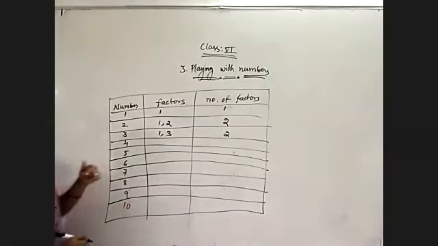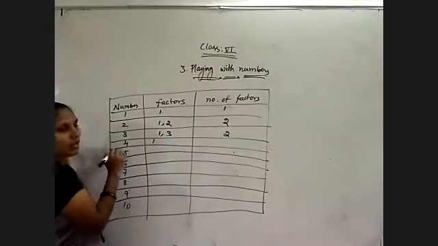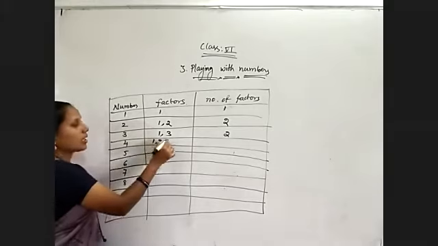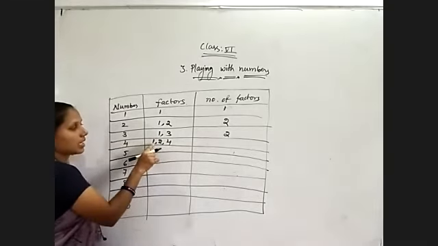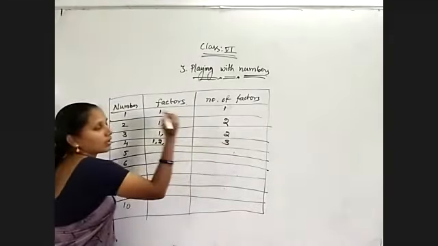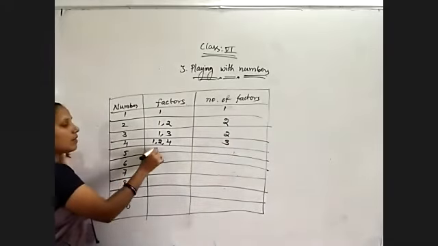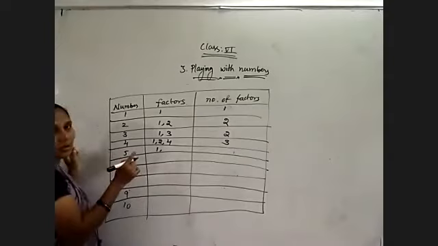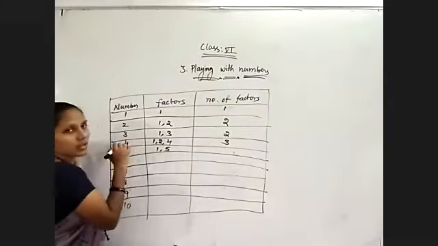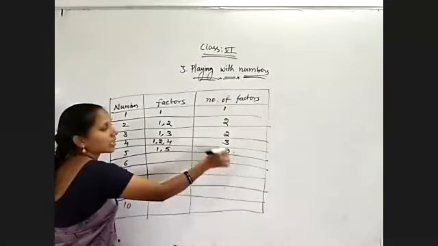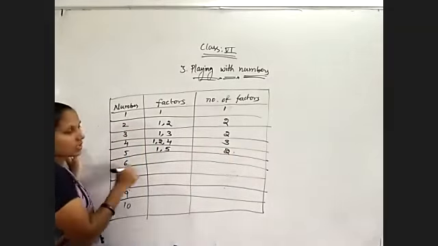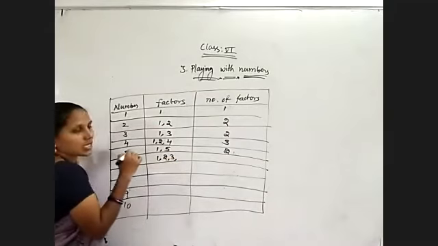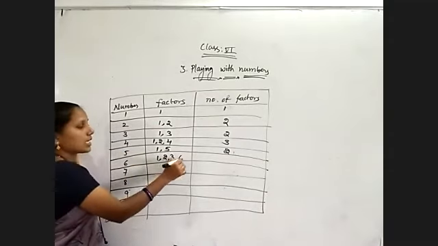Now for 4, 1 fours are 4, 2 twos are 4, 3 table will not get 4. So how many factors are there? 1, 2, 4, that is 3. Now 5: 1 ones are 5, 2 table will not get, 3 table will not get, 4 table will not get, 5 ones are 5, 1 and 5. How many factors are there? 2.